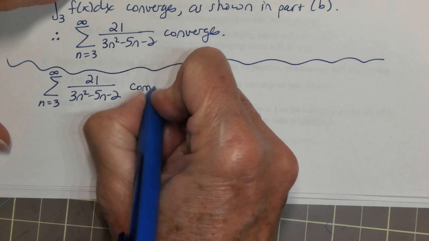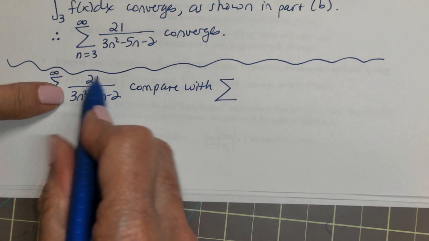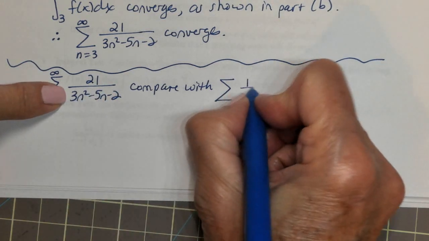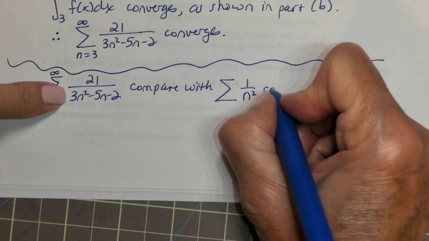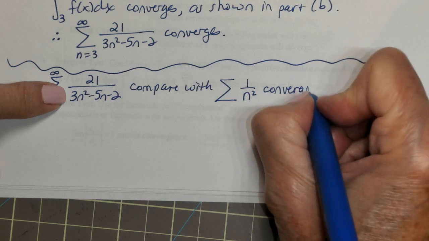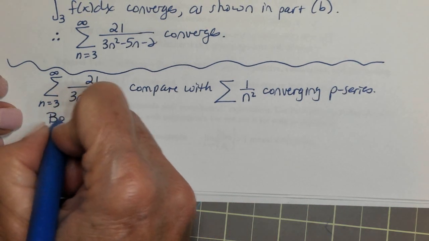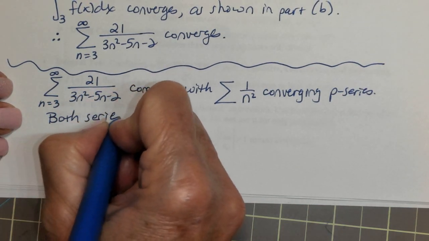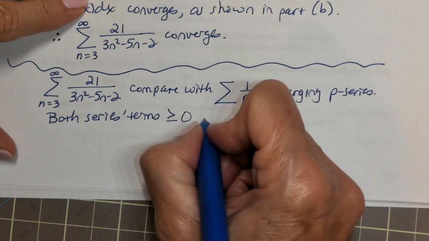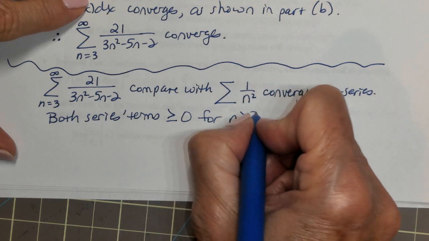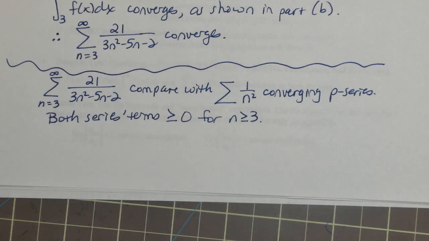I know it converges using the limit comparison test. So I'm going to compare with what series? What series am I comparing it to? 1 over n squared. This behaves like 1 over n squared, which is a converging p series. Both series terms are greater than or equal to 0 for n greater than or equal to 3. That's the condition for the limit comparison test.